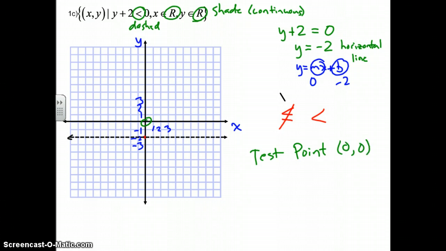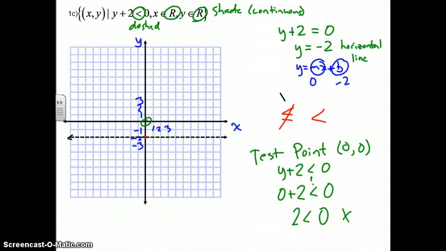We take the test point of 0 and 0. We go to our original inequality, which is y plus 2 less than 0. We don't have any x's, so we sub in the spot of y. 0 plus 2 is less than 0. Is that true? Is 2 less than 0? No, 2 isn't less than 0. So that means up here where our test point is, is not our solution.